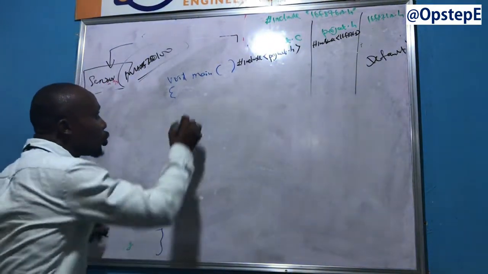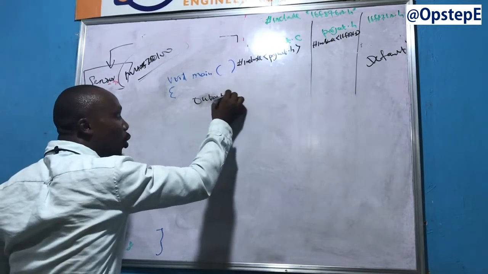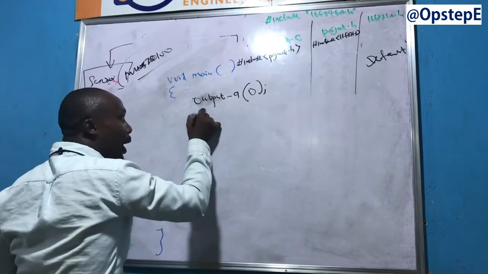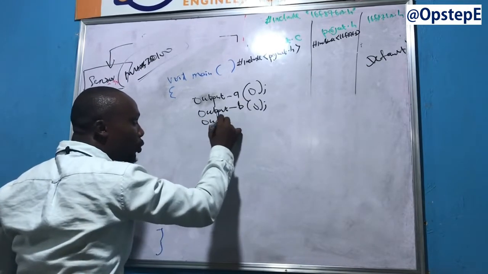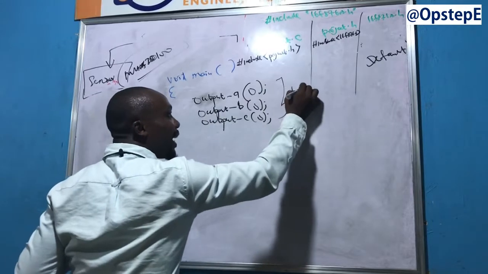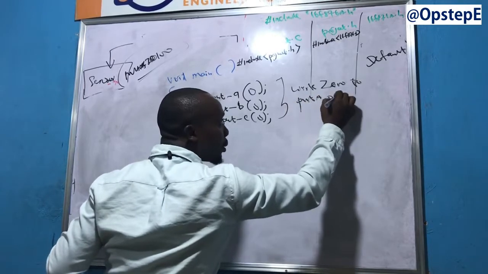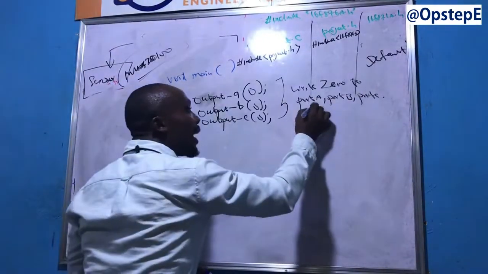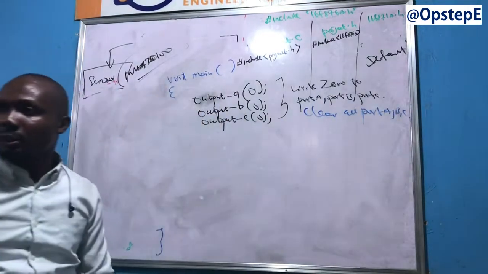So first, the instruction will be to clear port in, you just see, I'll put _A, the value you intend to clear with, which is a 0. I'll put _B, a 0. I'll put _C, a 0. All I have done here, I've said write 0 to port A, port B, and port C. It's the same thing as saying clear all port A, B, and C. Do you understand what I'm saying?